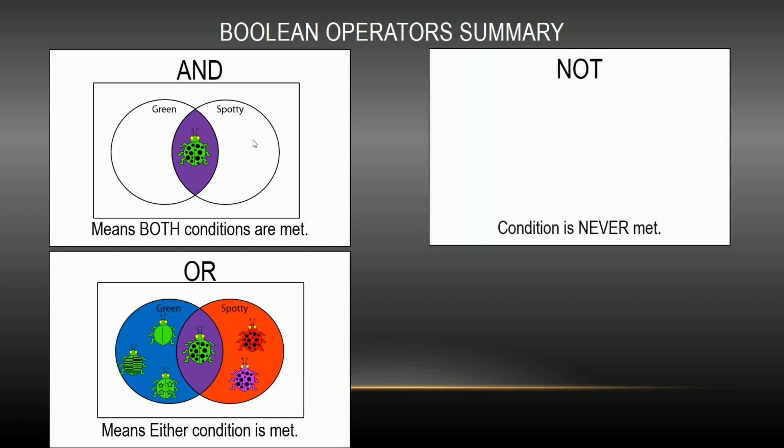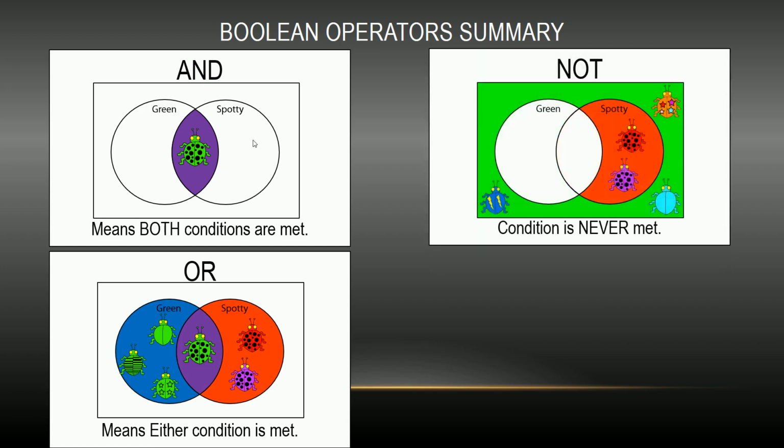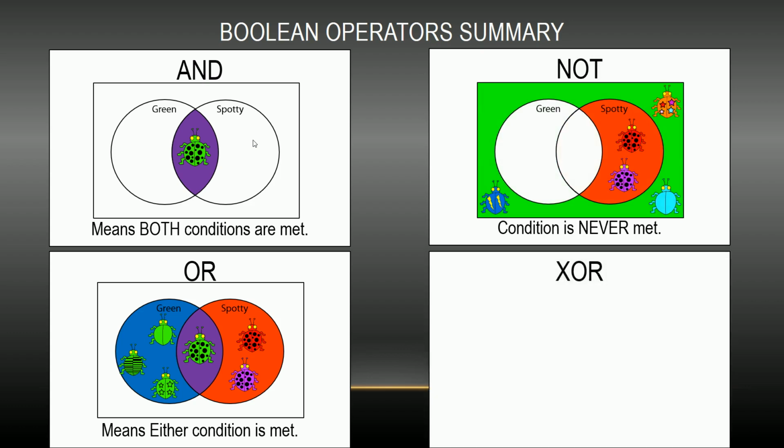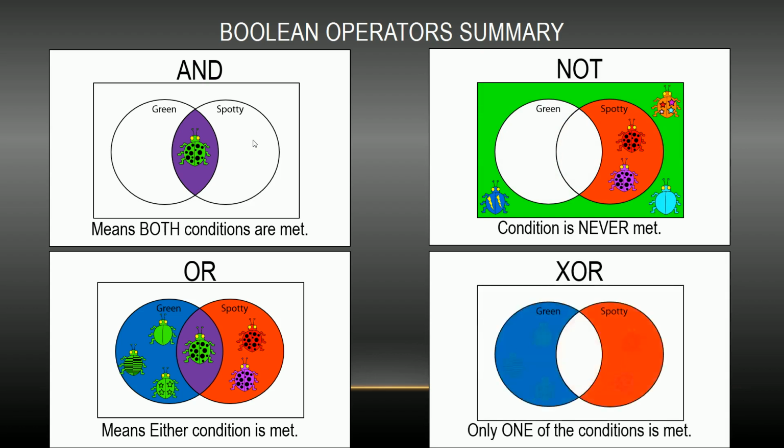NOT is when the condition is never met, so it's the exact opposite, so everything that's not green goes around the edge. And exclusive OR, XOR, is only when one of the conditions is met. Okay, so if you're green exclusive or spotty, you would not include the middle.